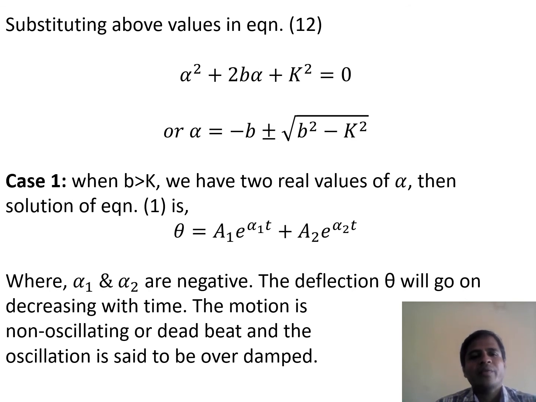So here we will have three cases. Case 1, that is when b is greater than k, we have two real values of alpha. Then the solution of the equation is theta is equal to a1 into e to the power alpha 1 t plus a2 into e to the power alpha 2 t, where alpha 1 and alpha 2 are negative, and the deflection theta will go on decreasing with time, and the motion is called non-oscillating or deadbeat, and the oscillation is said to be overdamped.